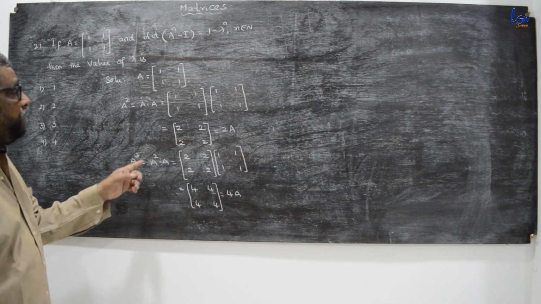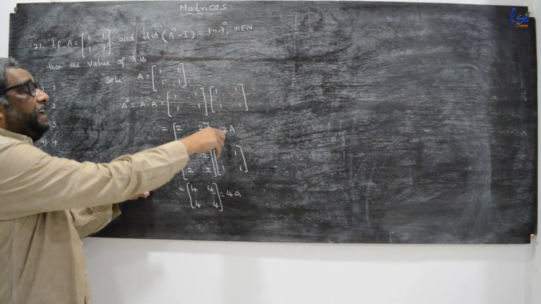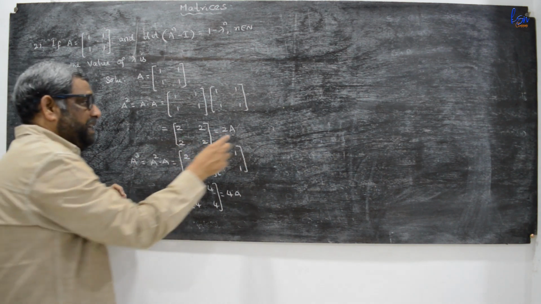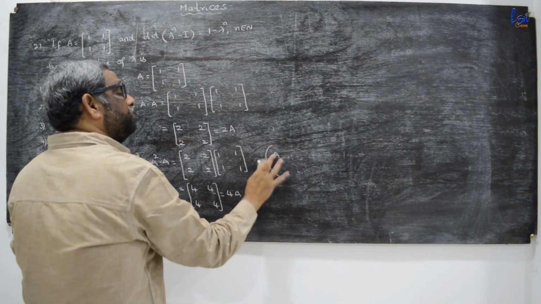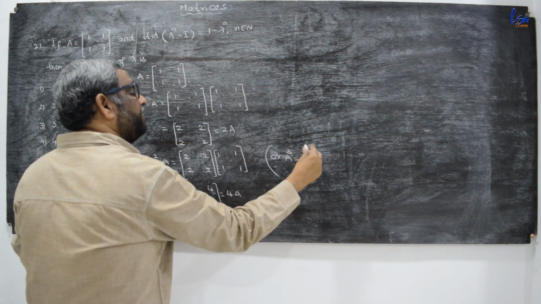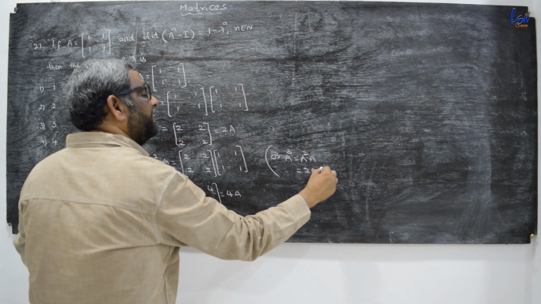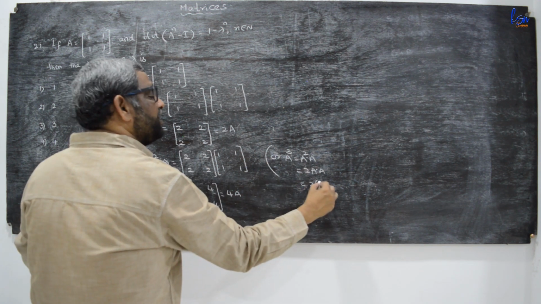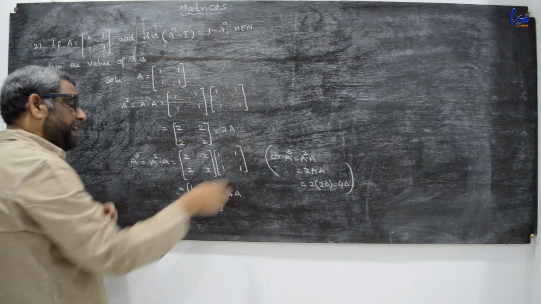Otherwise also you can do one thing. A cube is equal to A square into A. A square is 2A, so 2A into A. That is 2A square. That means it can also be done like this: A cube is equal to A square into A is equal to 2A into A, that is 2 A square. 2 into A square is once again 2A, that is 4A. So you can write like this also.